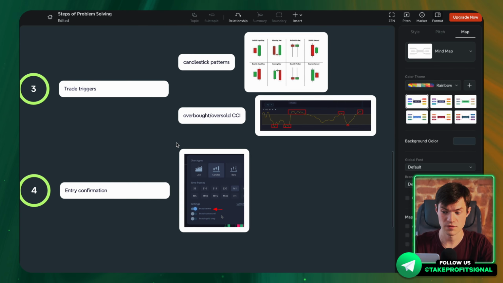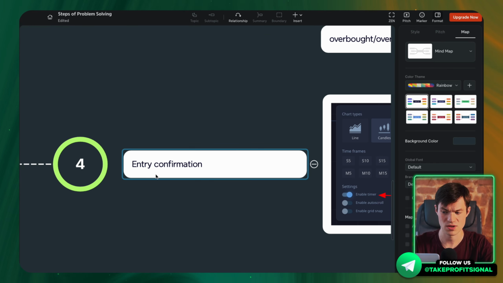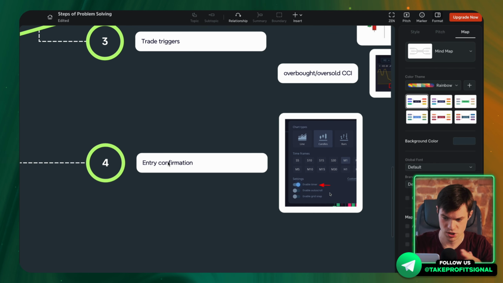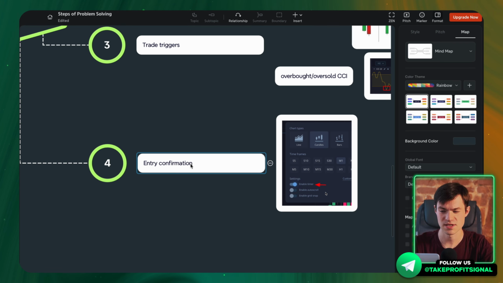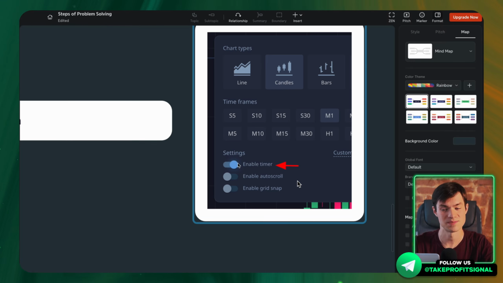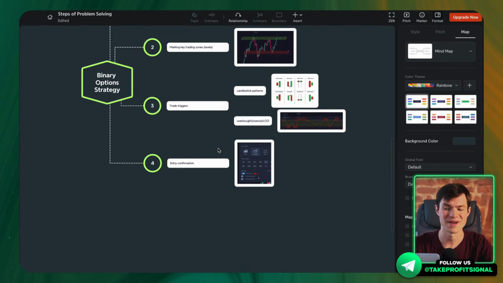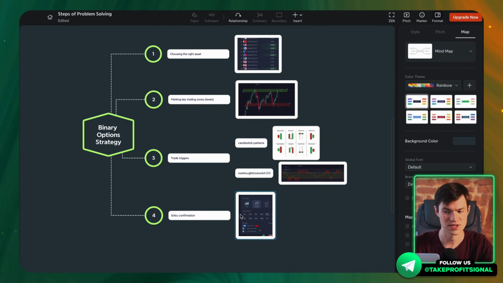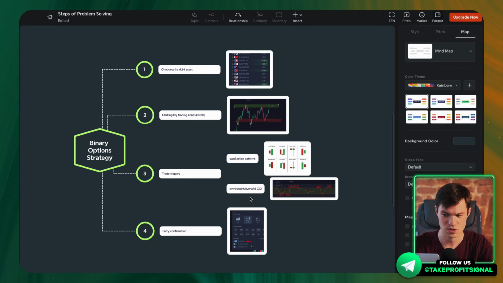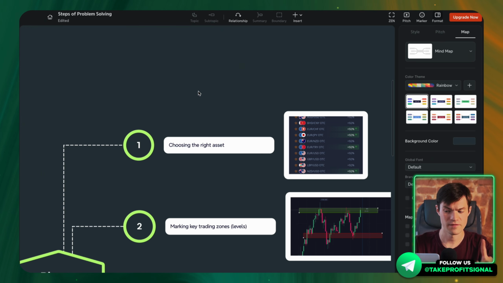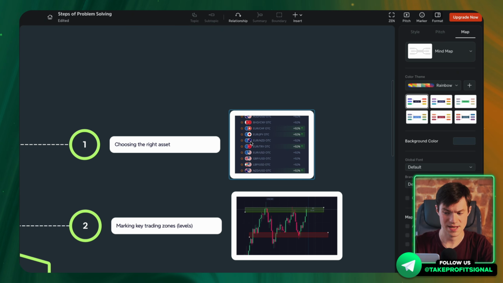And lastly, I will give you one very valuable piece of information that will allow you to avoid a huge number of mistakes. This feature is built into the Pocket Option platform. Unfortunately, not many people know about it, and not everyone pays attention to it, although it is an incredibly important and useful thing. So watch this video to the end to learn about it. Let's start with the first point, choosing the right asset.